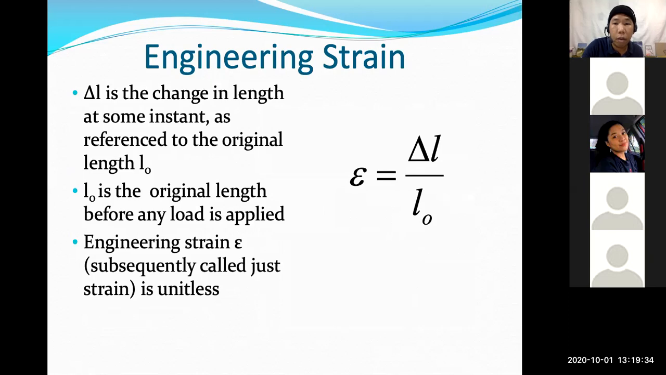It's basically represented by this Greek letter, epsilon, meaning the change in length or delta L over the original length of the material. So engineering strain or epsilon, subsequently called just strain. This is actually a unitless parameter since it's a ratio of the change in length over the original length.